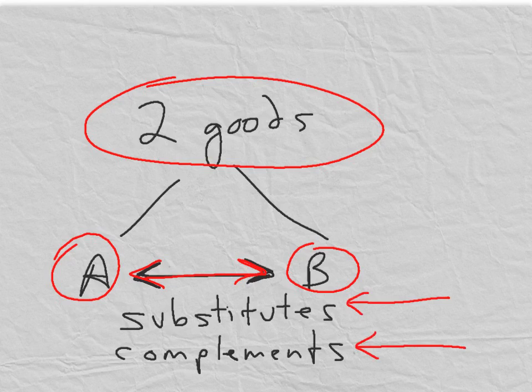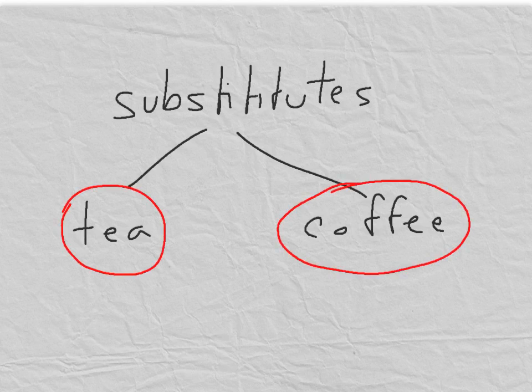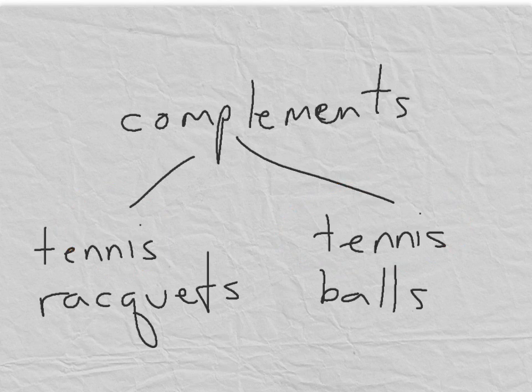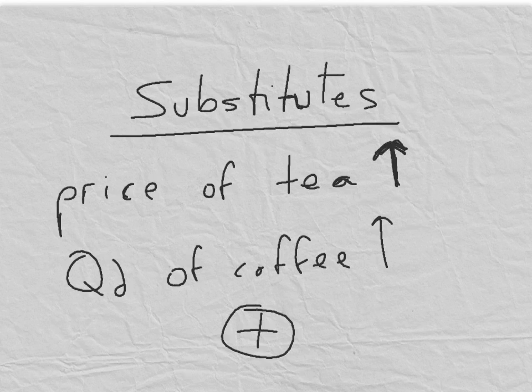Substitutes are two products that we can use instead of one another, such as tea or coffee. Complements are two products that we use with each other. Now, let's look first of all at substitutes. We've already said that substitutes are goods that can be used instead of one another, so tea can be seen as a substitute for coffee. Complements are goods which are used together, so tennis rackets are used with tennis balls, and these two are complements of each other.